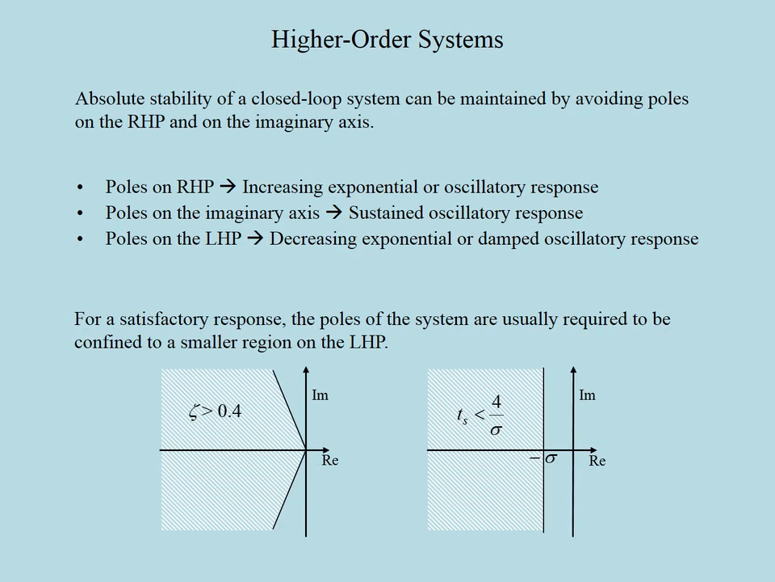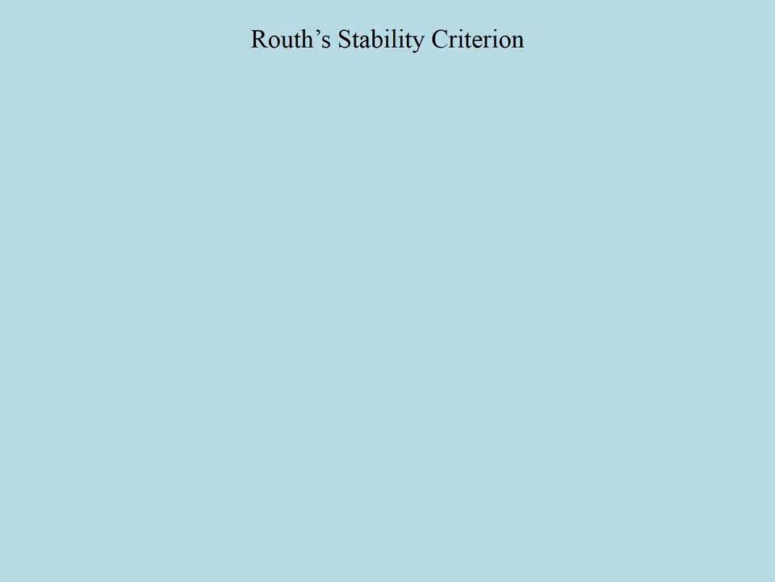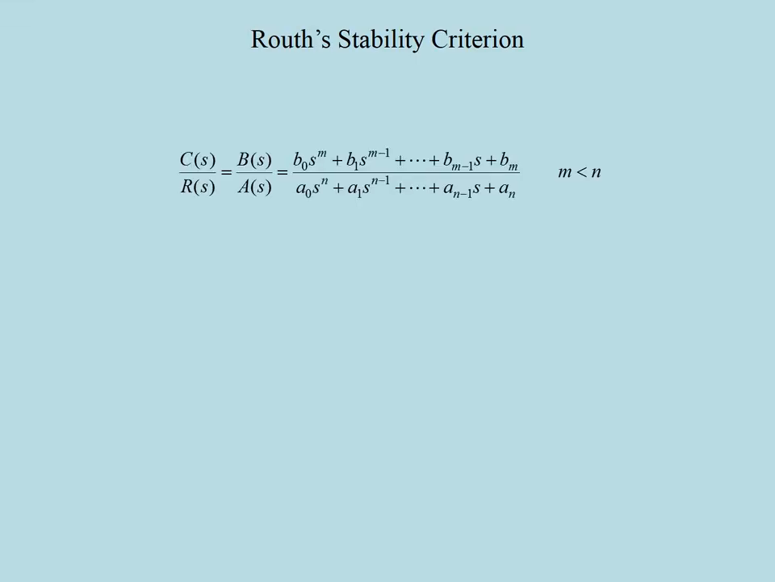of time domain specifications. So, the stability of a linear time-invariant system described by a real rational transfer function given as polynomial b over polynomial a depends on the locations of the roots of the denominator polynomial a. In other words, to determine whether the system is stable or not, we have to find out whether the equation a of s is equal to 0 has roots on the right half complex plane or not. This equation we are going to call the characteristic equation of the system.